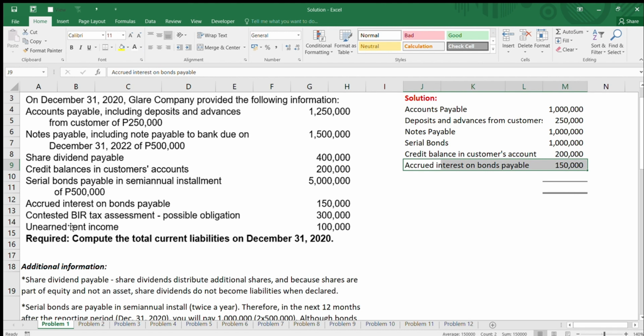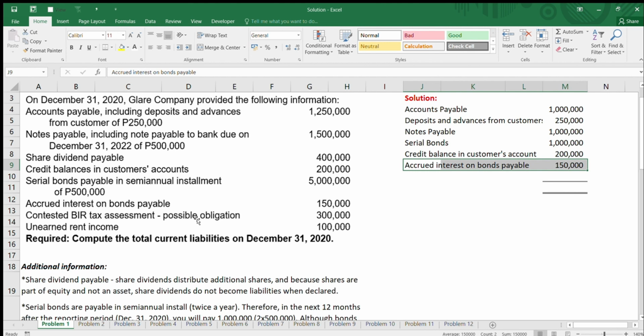Okay, next. Contested BIR tax assessment, possible obligation. So in here, this is not part of your liability, but only part of your disclosure. Why? Because what is written here is possible obligation. So in our next chapter, you will learn that if it is only possible, then we do not yet record or recognize it in our books, but we disclose it in the notes.